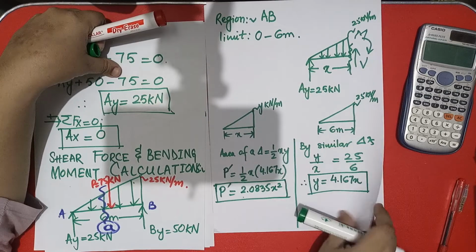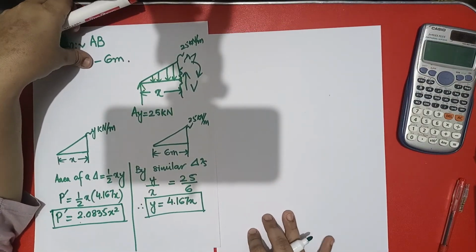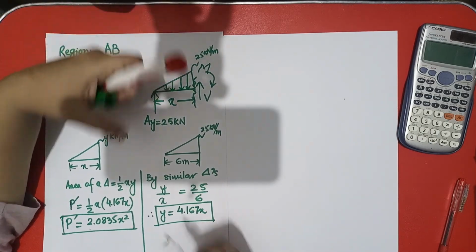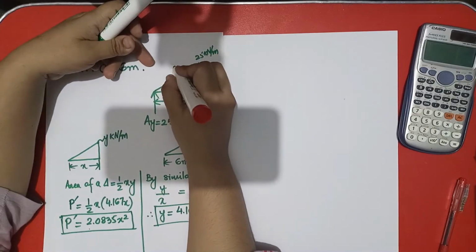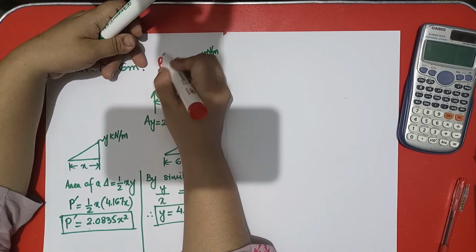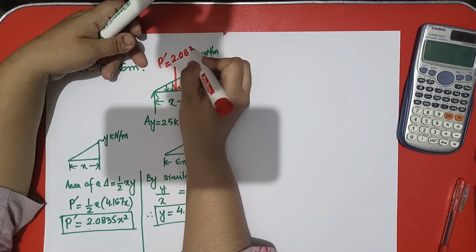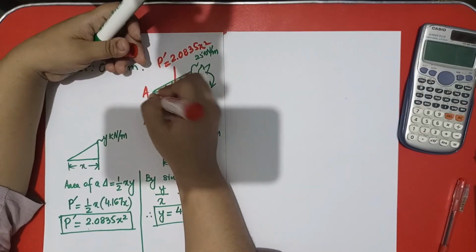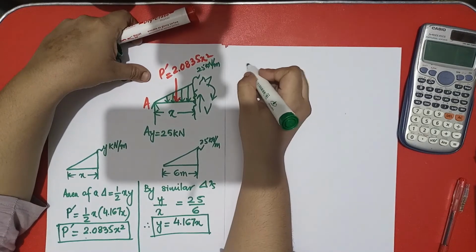Now let's have a look at what I am going to do. I have to draw the shear force bending moment diagram. For this purpose, I got this p dash. So what does this p dash mean? This is the point load in terms of x, 2.0835 x square. Now I am going to sum up the moment at point A for finding out the equation of shear force and bending moment.